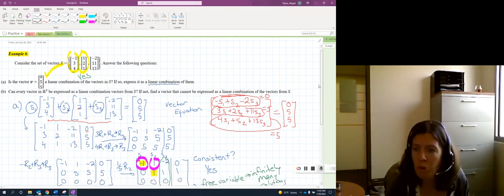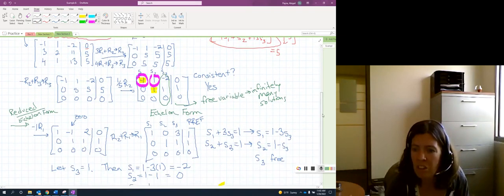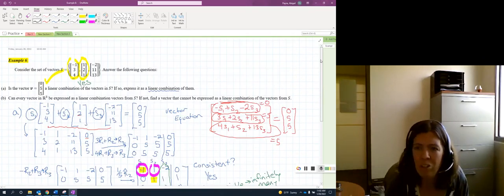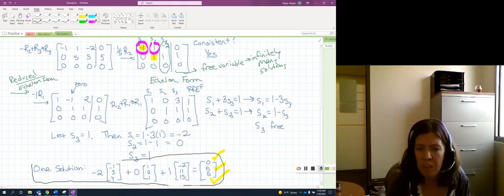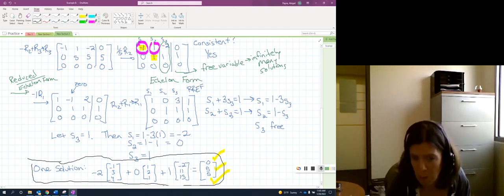I get questions like, I don't understand what the second part, if so, express as a linear combination, on that part A means. Sometimes people don't understand exactly what they're being asked for. This is the sort of thing you're being asked for. Here is where I have expressed 0, 5, 5 as a linear combination, a sum of scalar multiples, of the given vectors. So that's your answer to A.